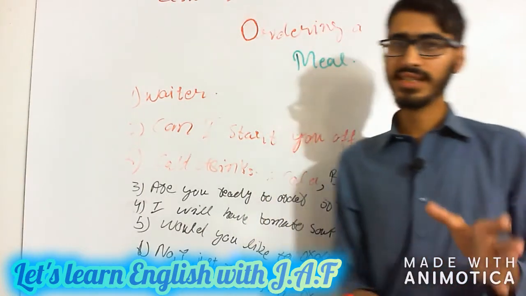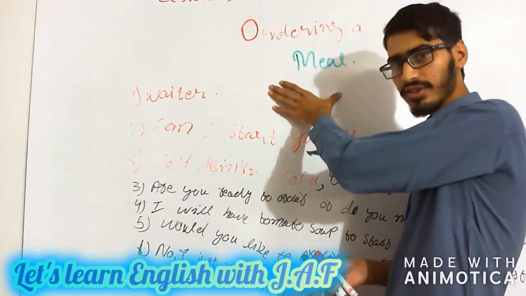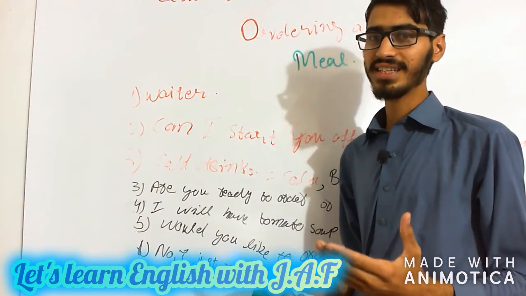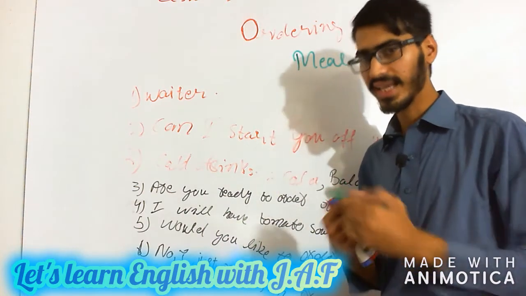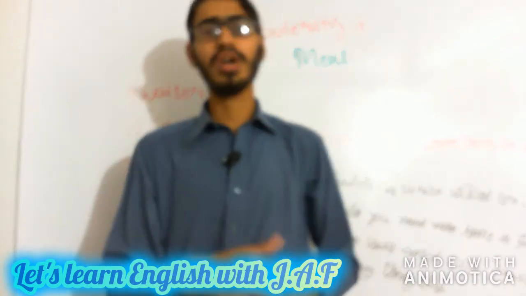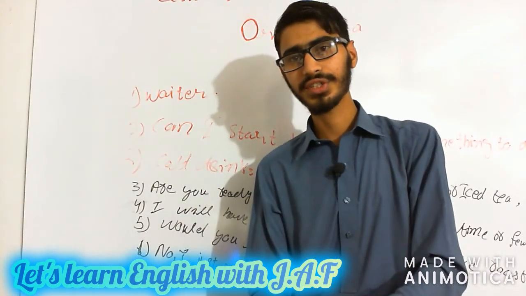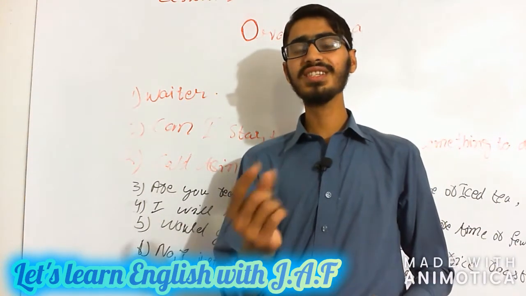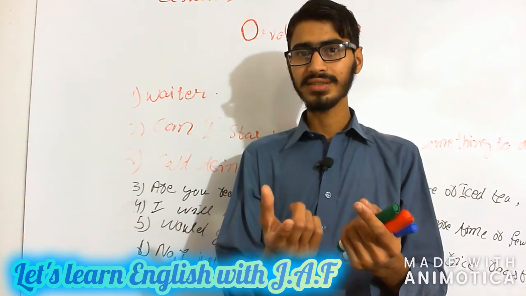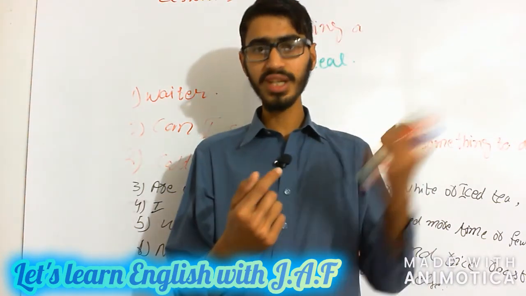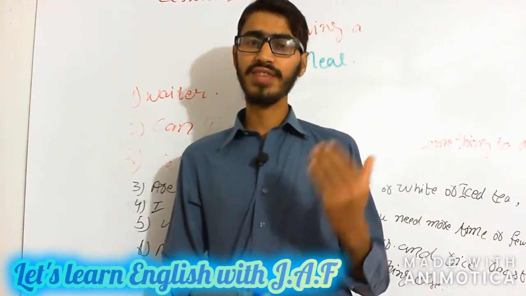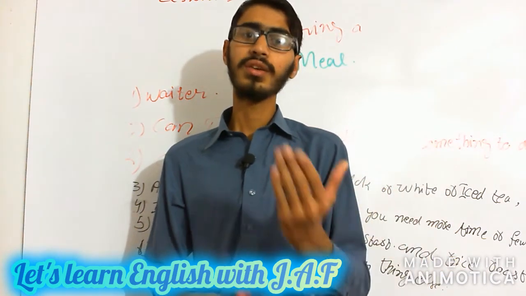So let's begin today's topic, that is ordering a meal in a restaurant, hotel or motel. The first person we meet in the restaurant, the one who asks for a meal, is a waiter. A waiter is a person who asks us what we want to drink or eat, right? So the first person who asks us in the restaurant, and to whom we give our order to bring a meal, is a waiter. If that is male, that is called a waiter. If that is female, then you can call her a waitress, right?